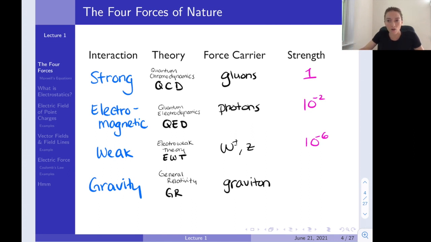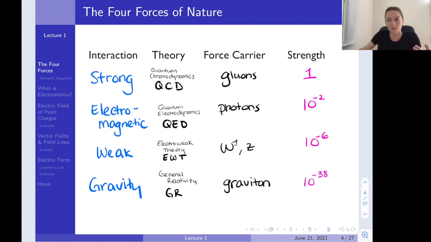But gravity is by far the weakest force, like suspiciously weak. There's a lot of people that do research into why gravity is so weak, and we really have no idea why gravity is so much weaker than the other 3 forces that we know of. Compared to the strong force, gravity is 10 to the negative 38 times as strong. And even compared to the weak force, that's still a lot of orders of magnitude difference. So this is suspicious, and we don't know why gravity is so weak.